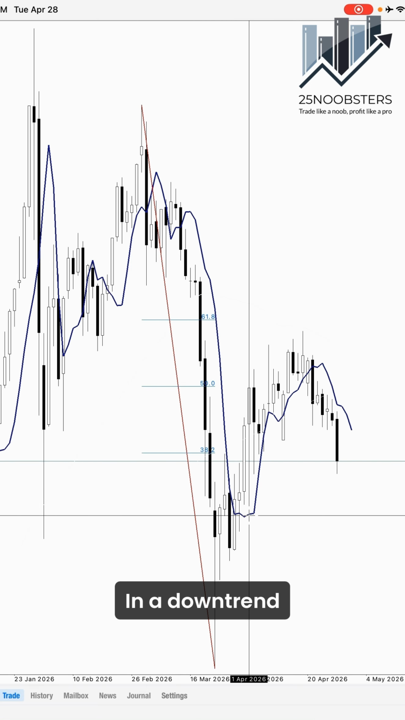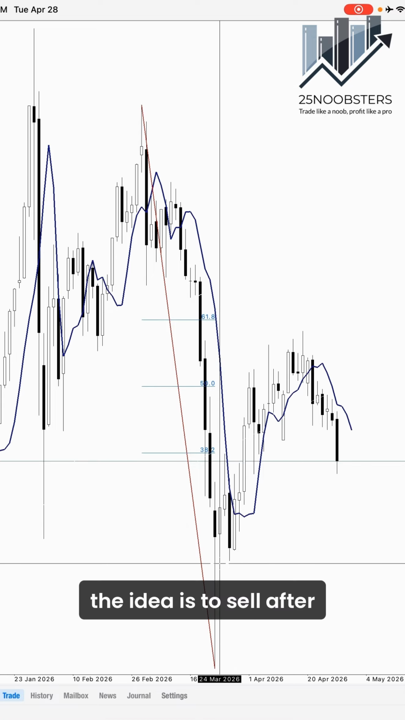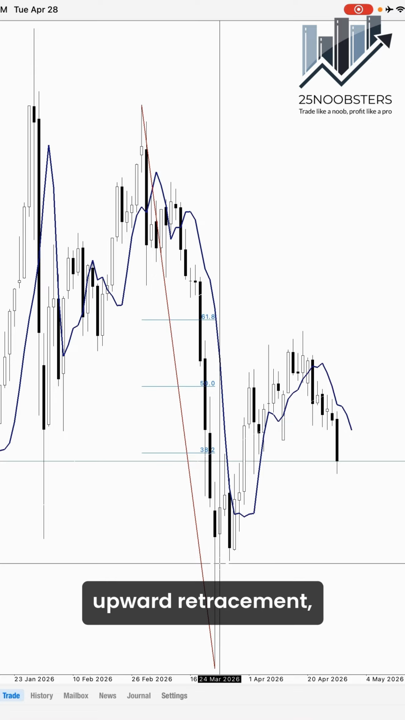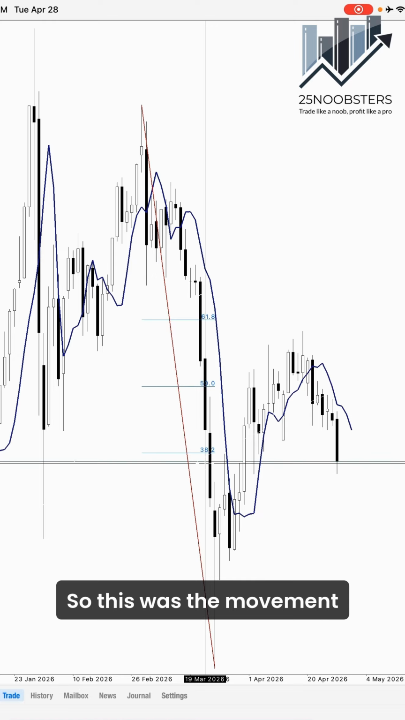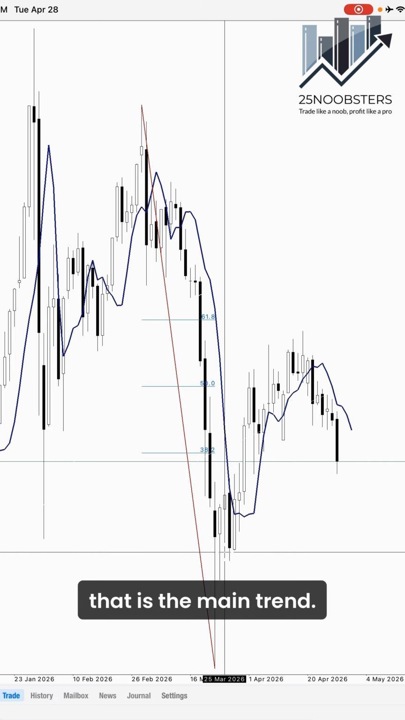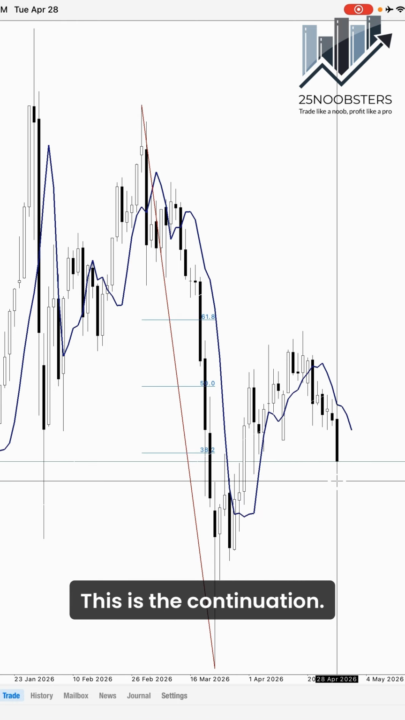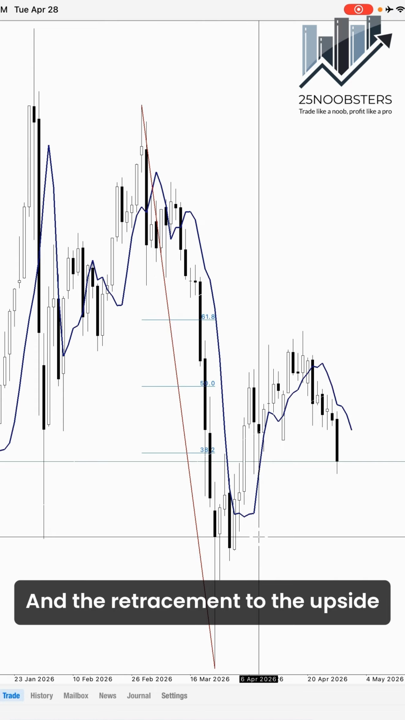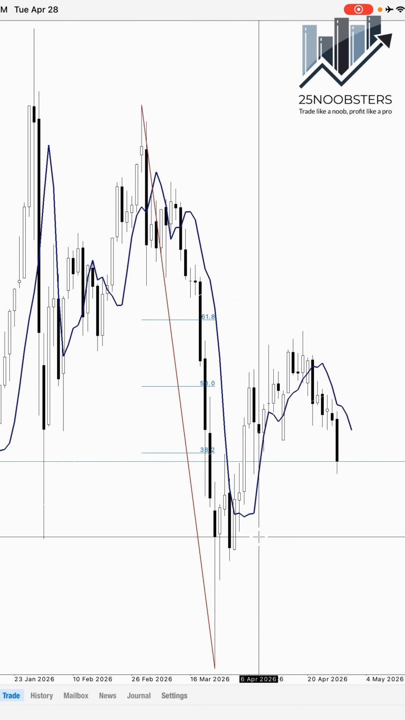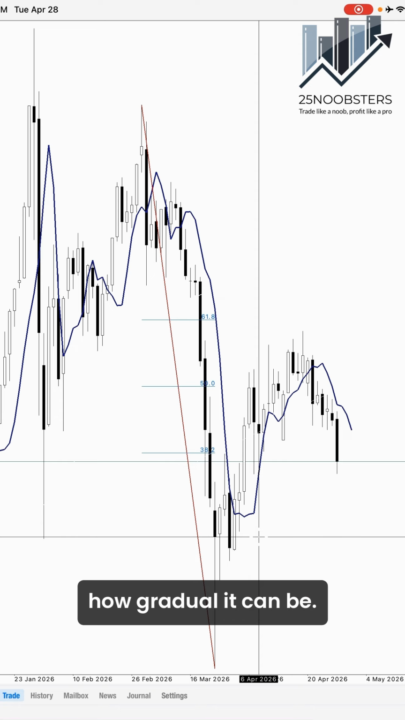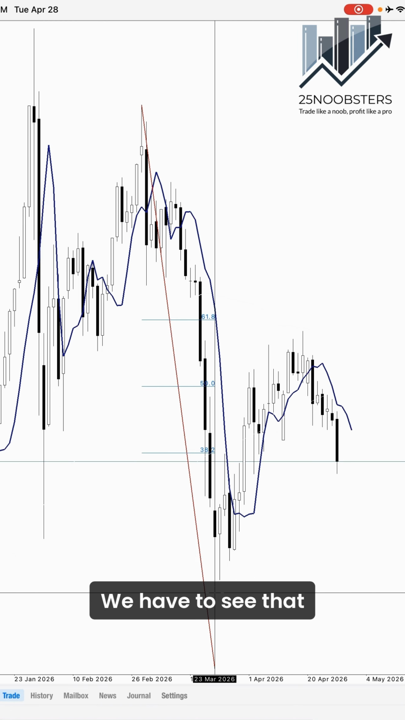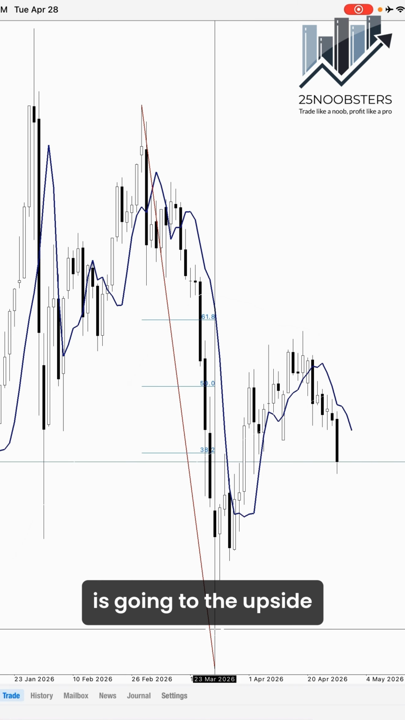Moving to the downside. In a downtrend, the idea is to sell after an upward retracement, assuming that the market will continue falling according to the previous well-established trend. So this was the movement, that is the main trend, this is the retracement, this is the continuation. And the retracement to the upside can be gradual. To understand how gradual it can be, we have to see whether the price is going to the upside, closing above, closing below, and again closing above or not.